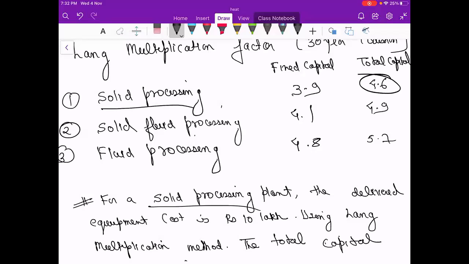The significance of this is basically that depending upon the reactors, or the cost of any equipment, you can approximate the cost of your company. Okay, it means how much money is required. So that is the thing only.